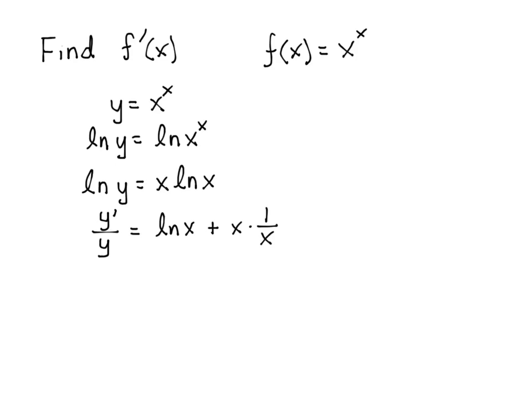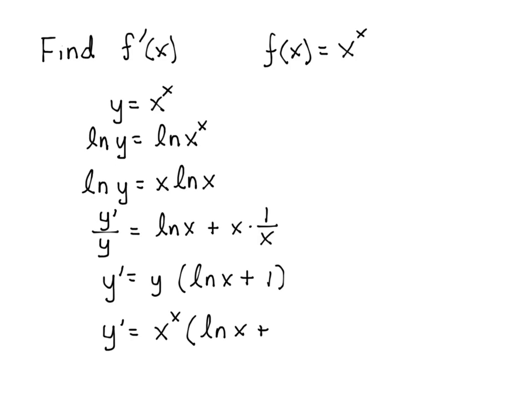So remember, the derivative of ln y is going to be y prime over y. The derivative of this is just going to be the product rule. The derivative of x is 1 times the log of x, plus x times the derivative of the log of x, which is 1 over x. And so when I simplify this, I get ln x plus 1. We multiply both sides by y, and then we substitute back in what y is, and so here's our derivative: x to the x times (ln x plus 1).